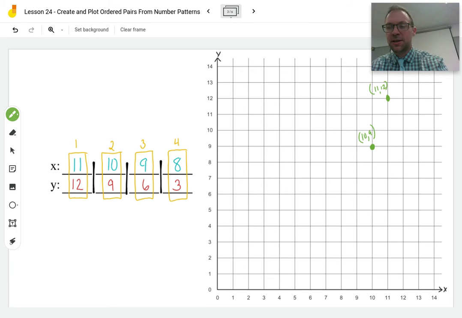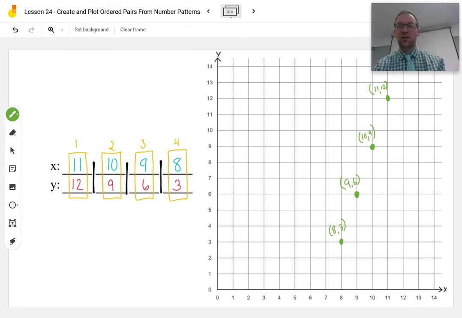Let's put a point right there. We'll label it 9, 6 in parentheses. Do you see a pattern starting to develop in how these points are plotted on this grid? Our final ordered pair is 8, 3. So let's go over to 8 and up to 3. There we go. That is our final point. We'll label it 8, 3.